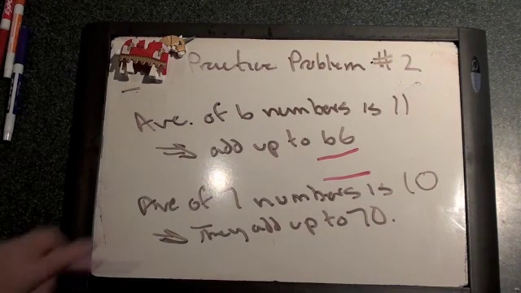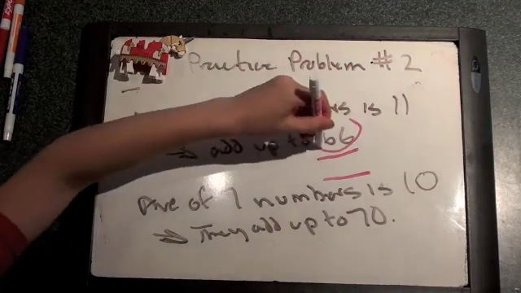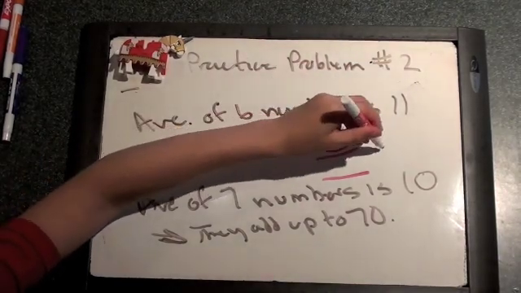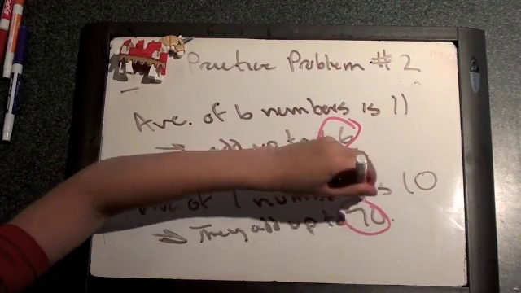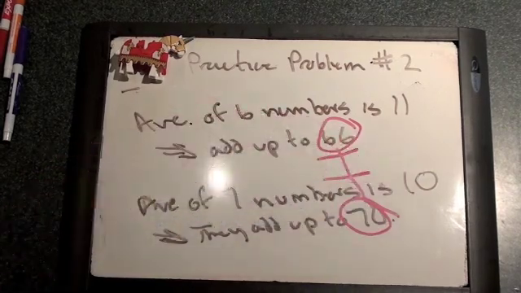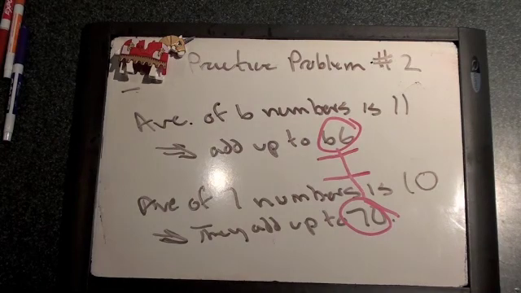How did you figure that out? So you had 66. When you added a new number in, what did you add up to now? You got 70. The new number was 4.